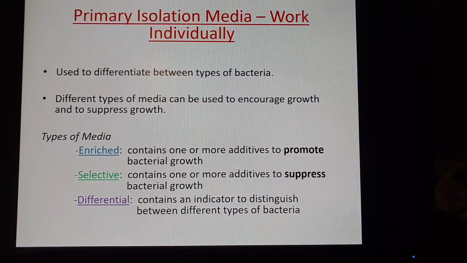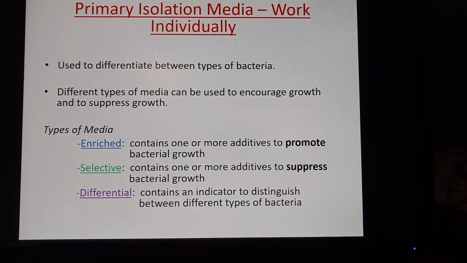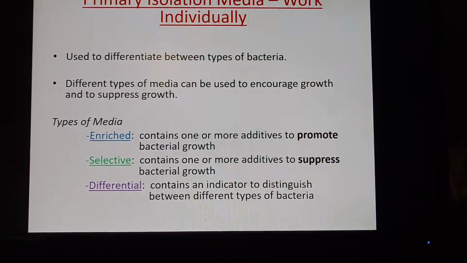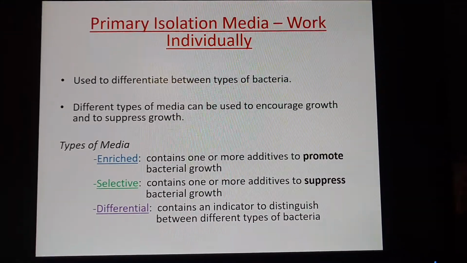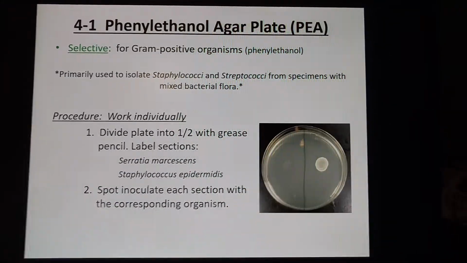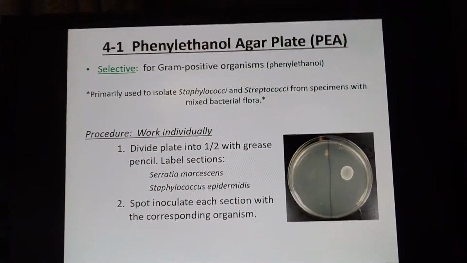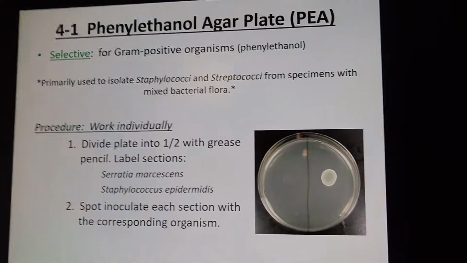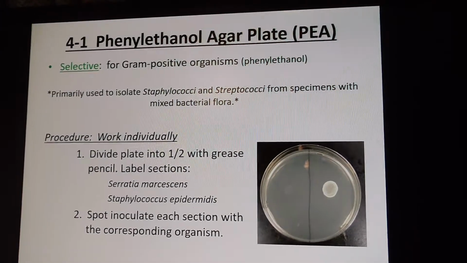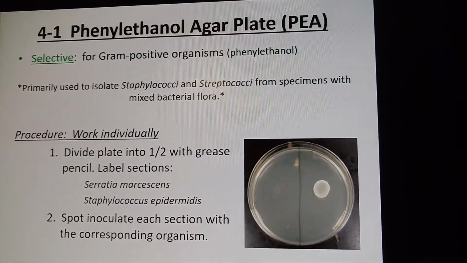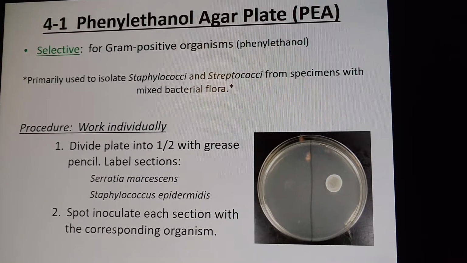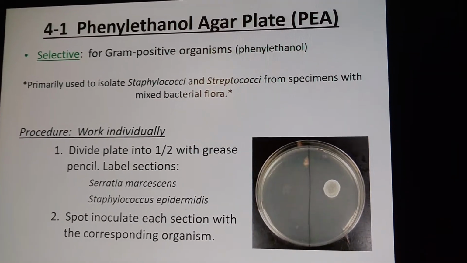I've covered this in really good detail in lecture, so make sure you know all the things on this slide. I'm not going to walk you through and read every little detail to you, especially when it comes to knowing what things are selective for and against, what the different types of media are. PEA medium is selective for gram-positive microorganisms. It's the phenylethanol that does the selection.